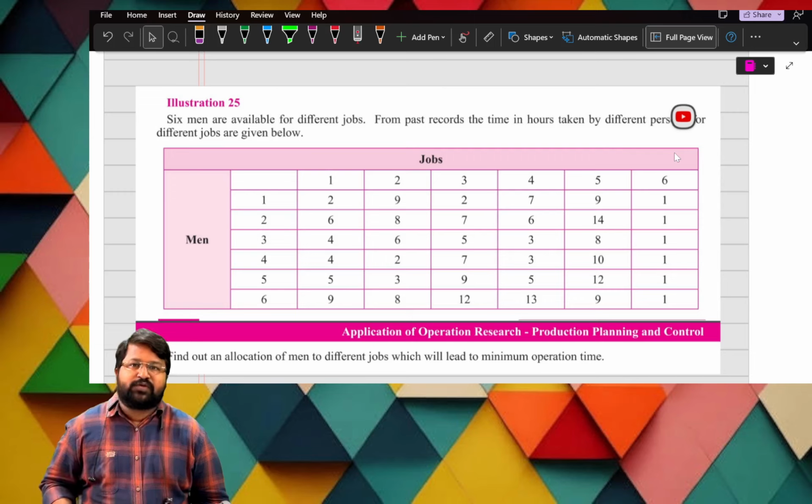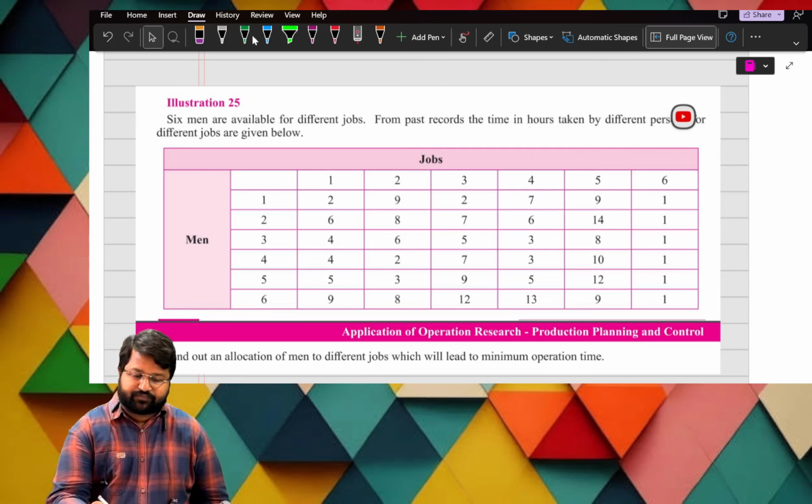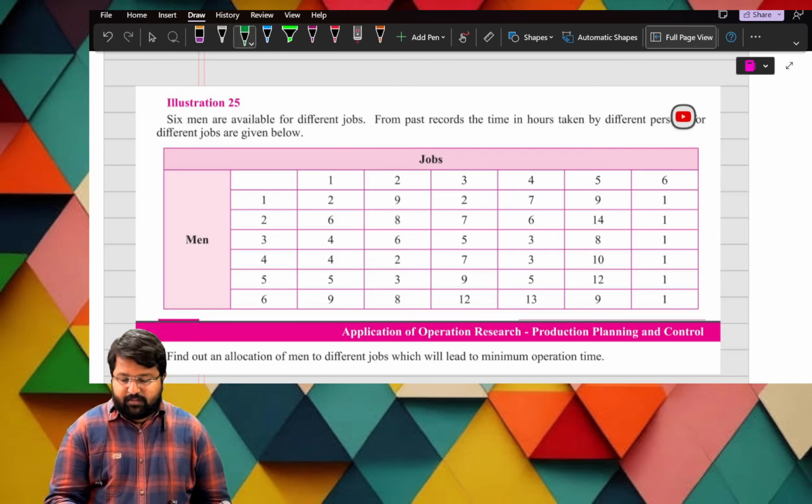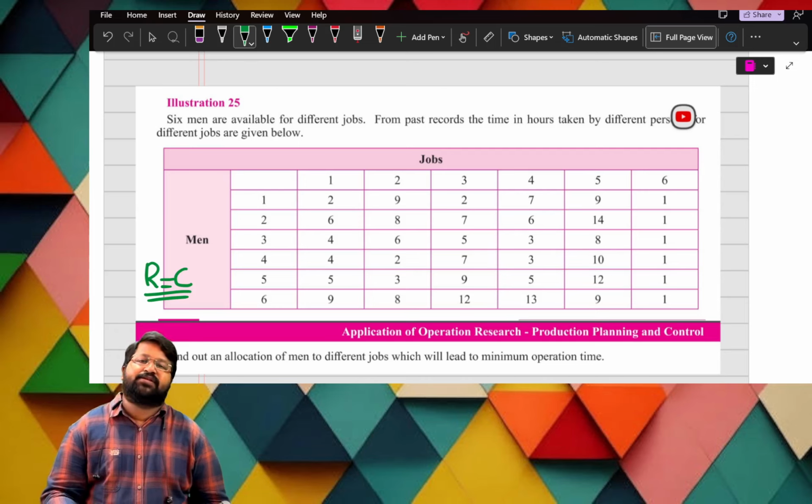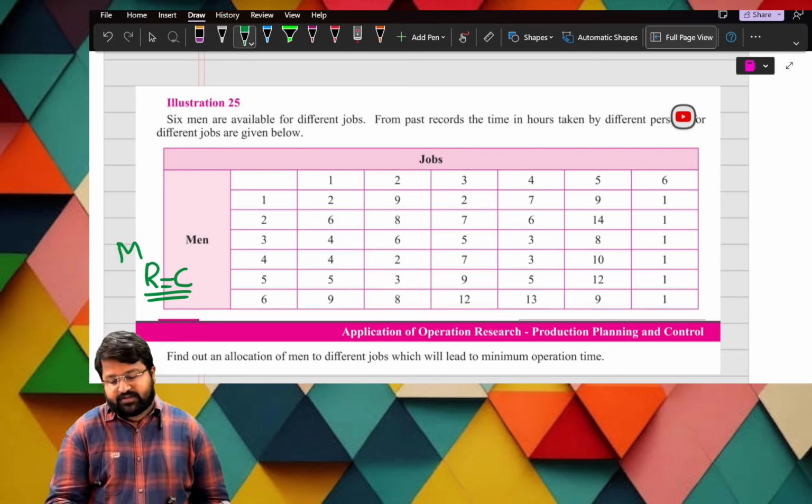Check whether the number of rows is equal to the number of columns, and whether it is a maximization model or a minimization model. These are the things you need to check at the very first instance.